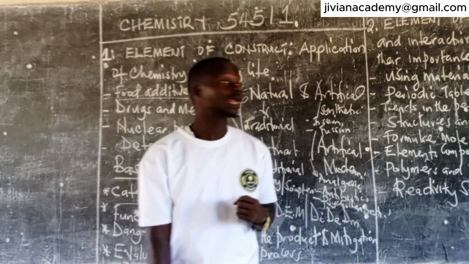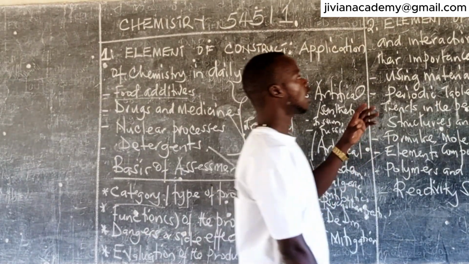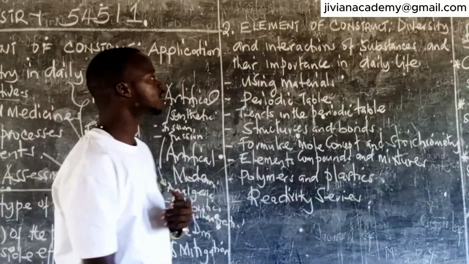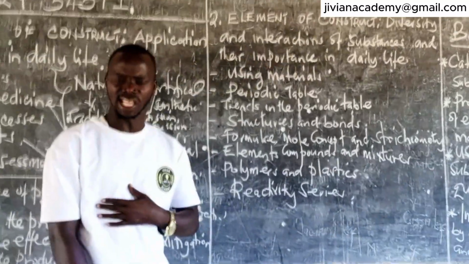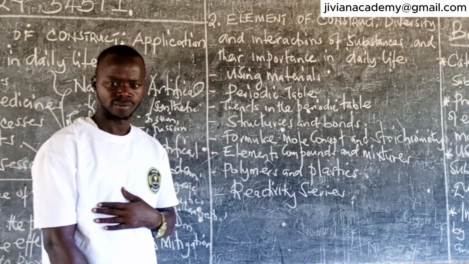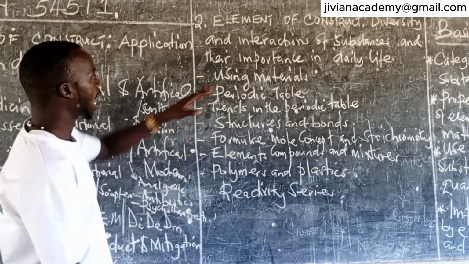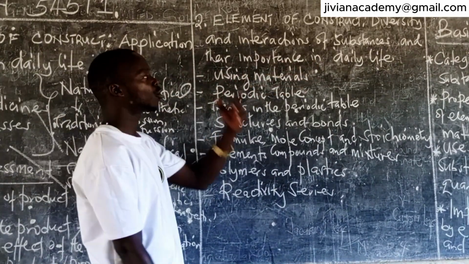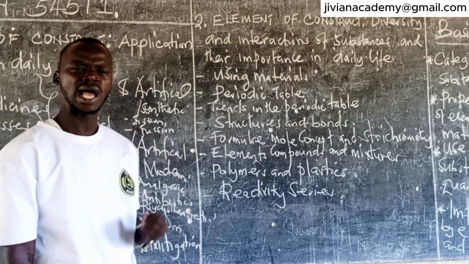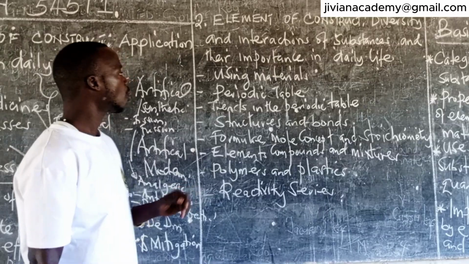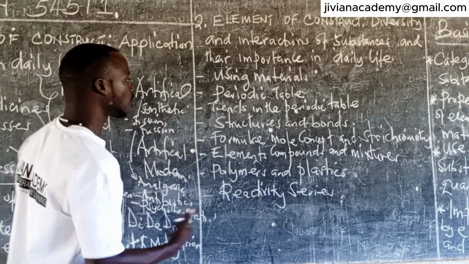Now coming to the second element of the construct. The second element of the construct talks about diversity and interaction of substances and their importance in daily life. Meaning, a learner should appreciate the diversity and interaction of substances and their importance in daily life. Now, which particular areas can be assessed and displayed on this particular item? We have a list of topics.